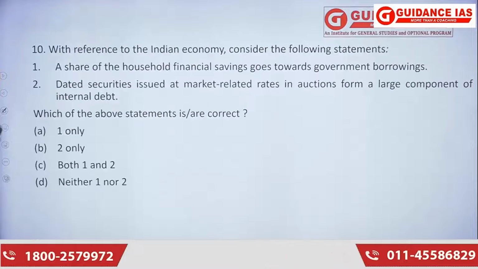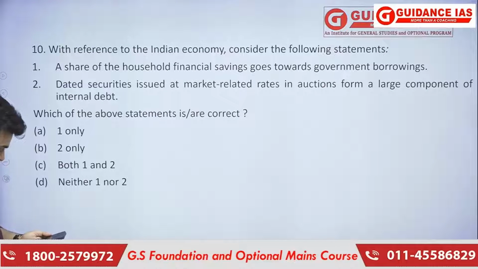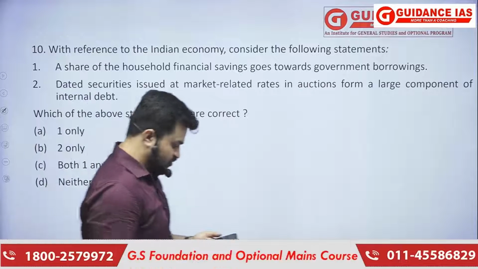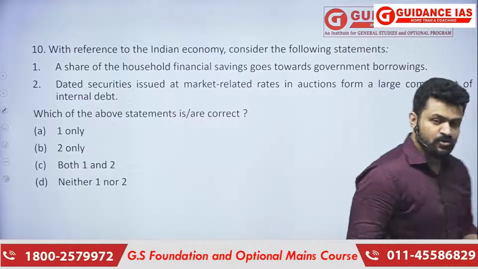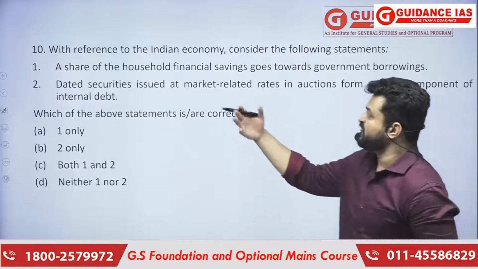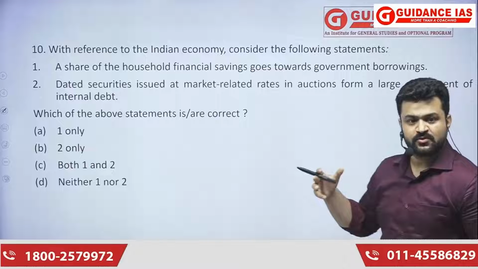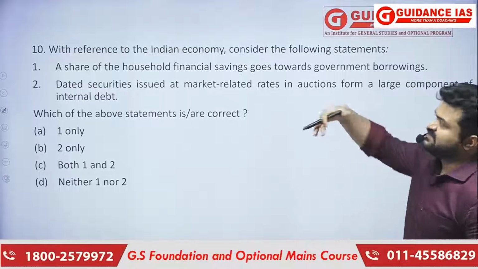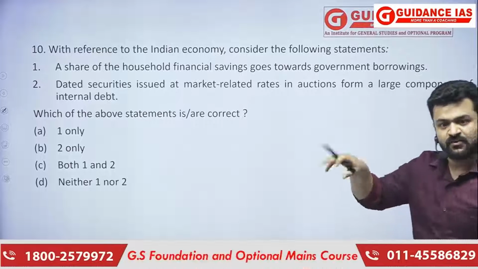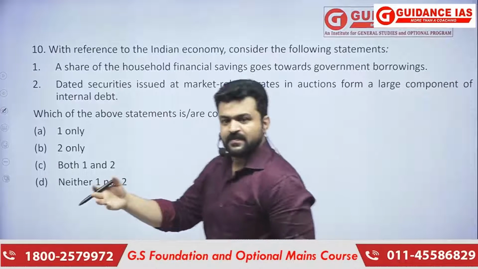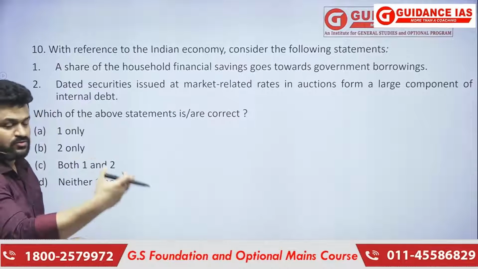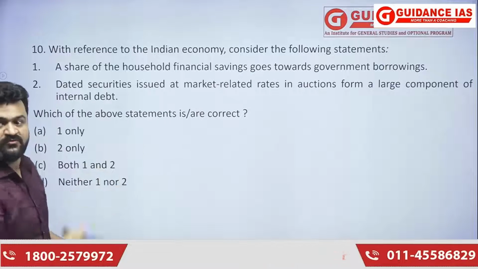Now, with reference to the Indian economy, consider the following statements. A share of the household financial savings goes towards government borrowings. Yes, that is the case, because households make deposits in post office banks, so those deposits become part of public accounts of India. In a way, that is a kind of lending to the government, and from the government side, it is a borrowing from the public.